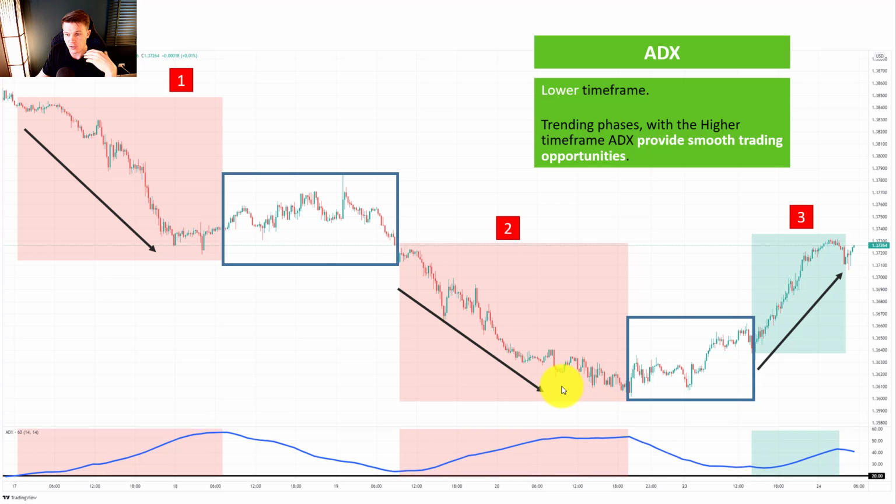The price is able to cover a lot of pips or points, and you can compare that to when the ADX is going down, which means that you are in a range market. Over a long period, nothing happens. And here again, nothing happens. So we want to trade with the trend.